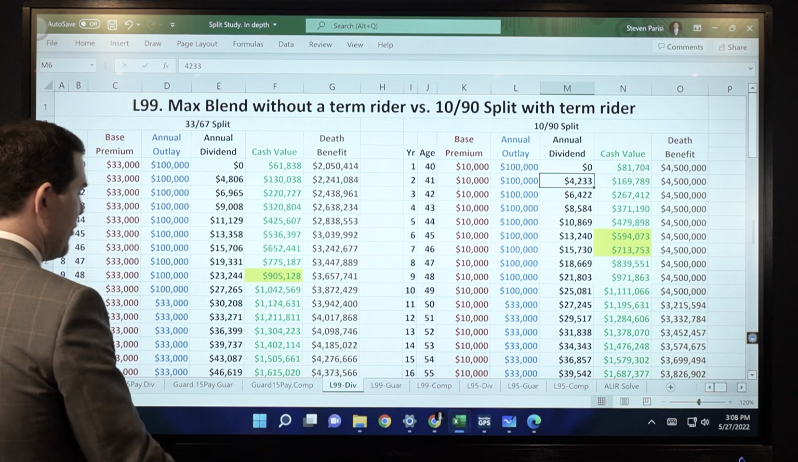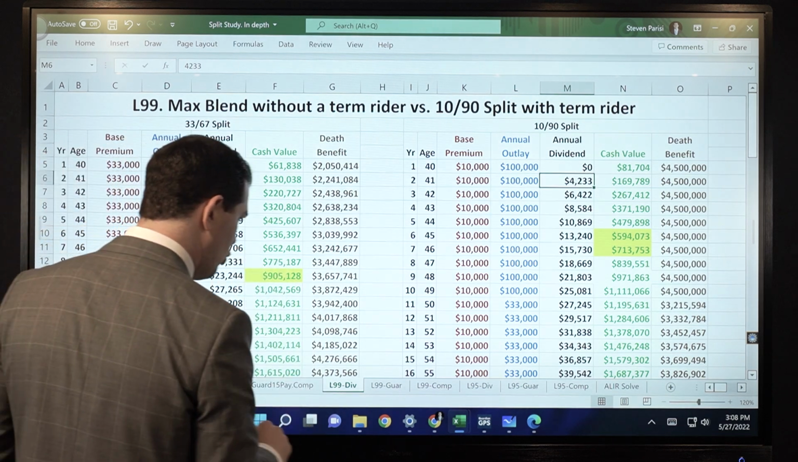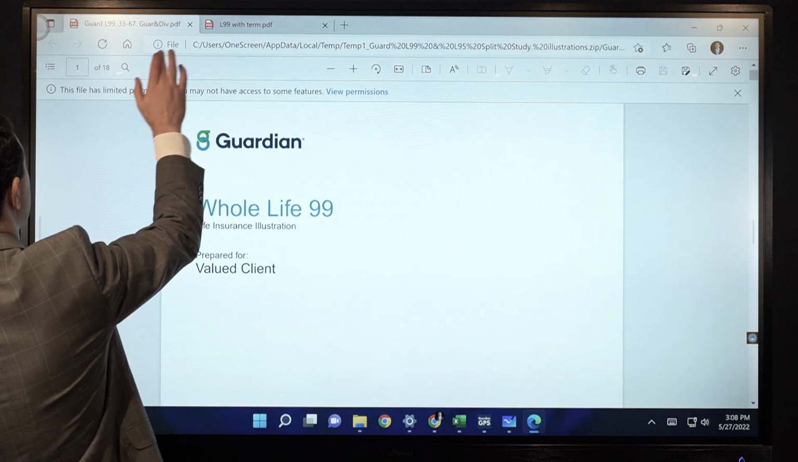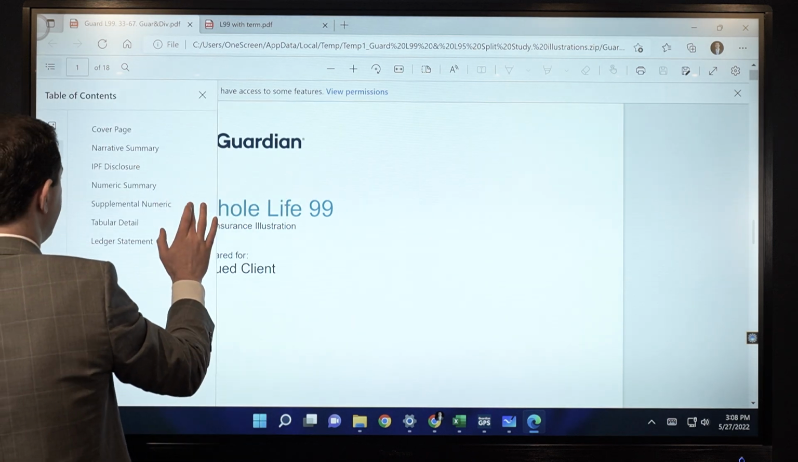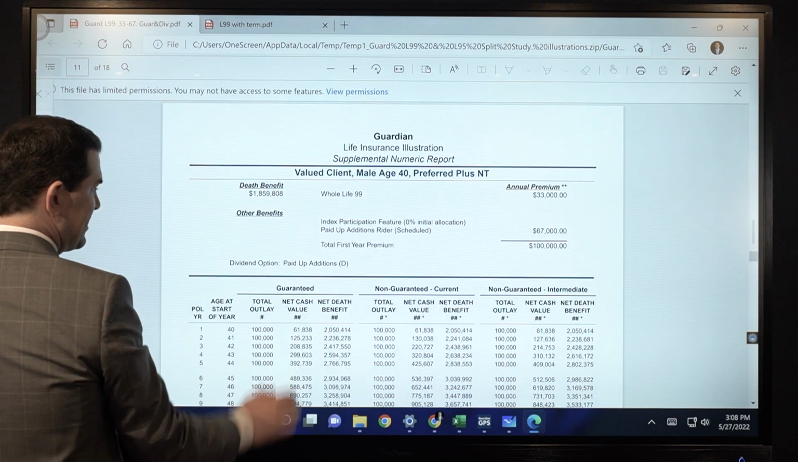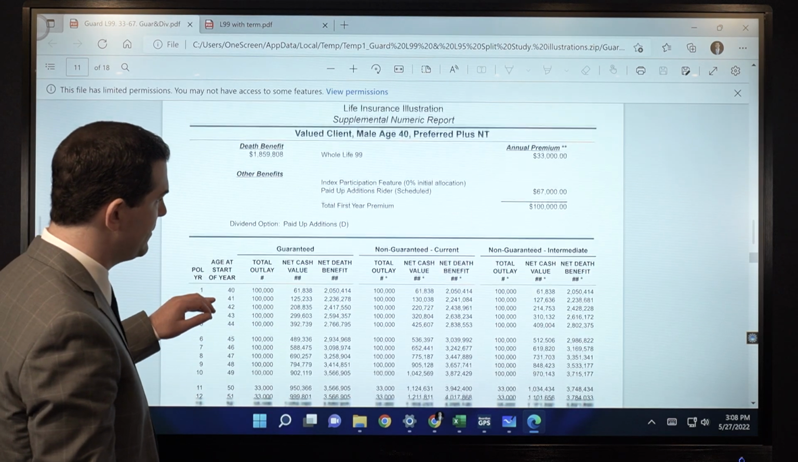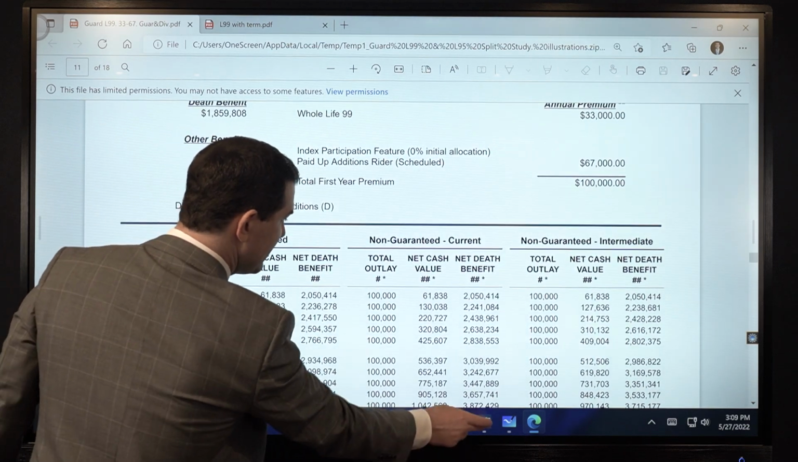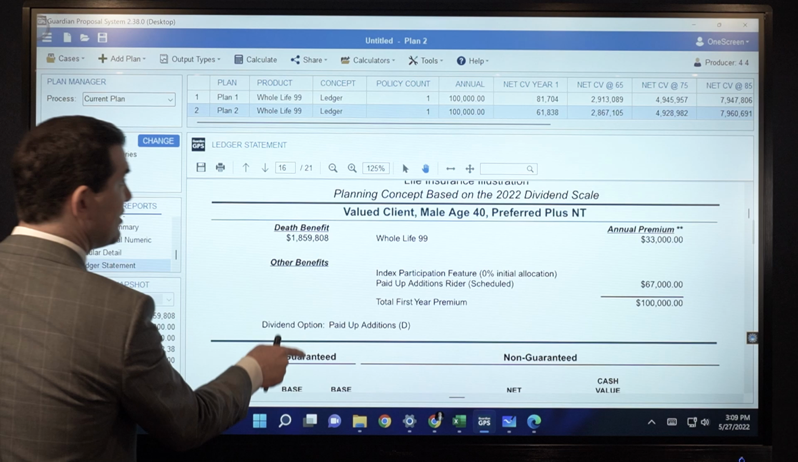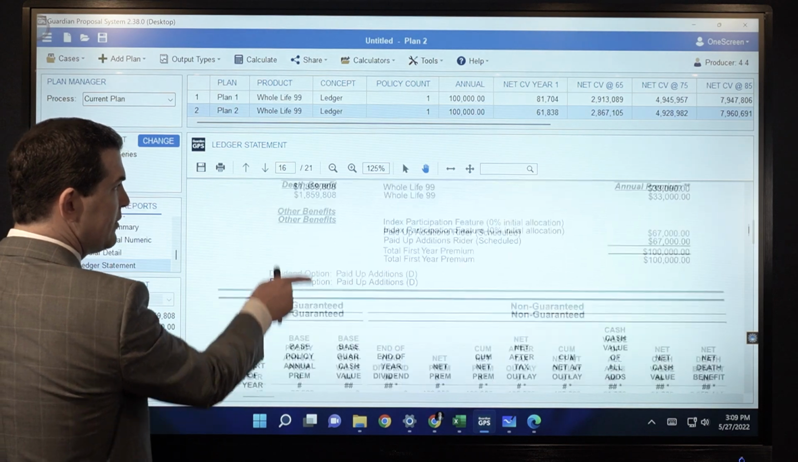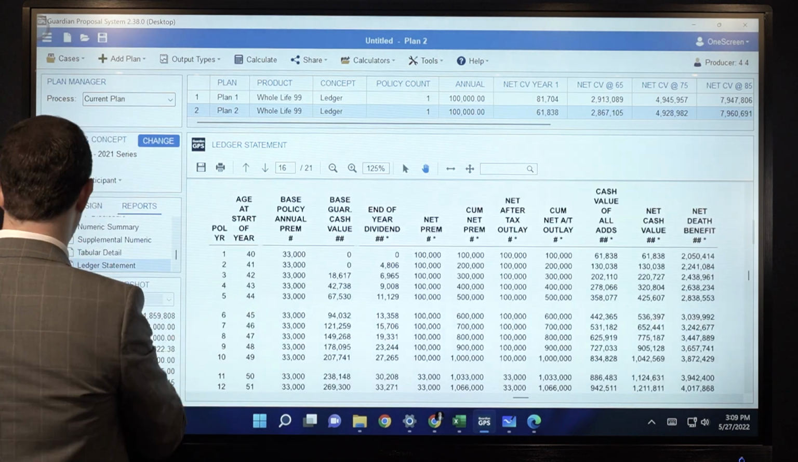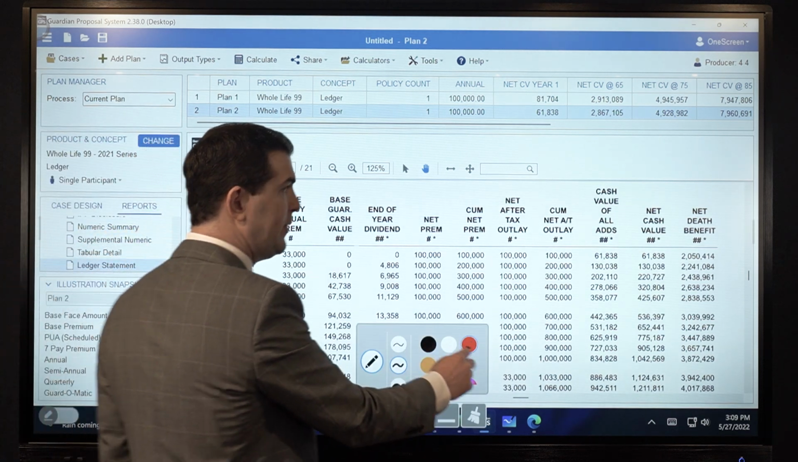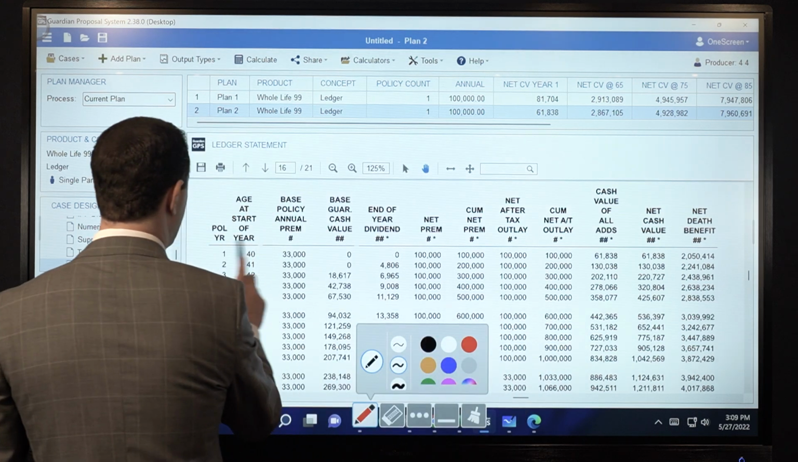So here we go. We've got a side by side, but why don't we start with a full illustration here. So first we'll look at the 33-67 split. Here we've got the custom guarantees, but no term rider attached in this example. So we can see that we went as low as we possibly could. So here's the same illustration. Death benefit on the far right is what? Just over $2 million, $2,050,000 for a 40-year-old male.